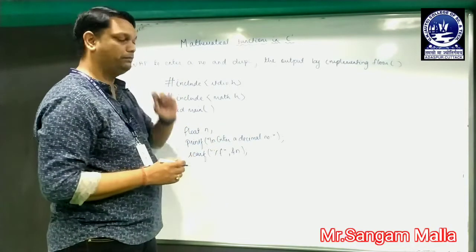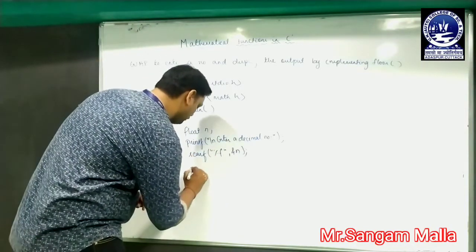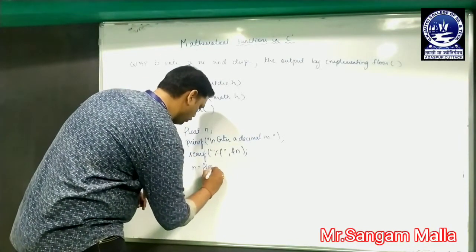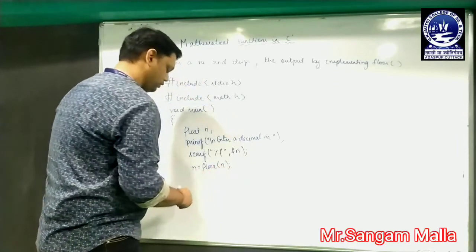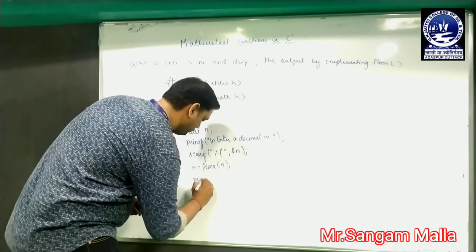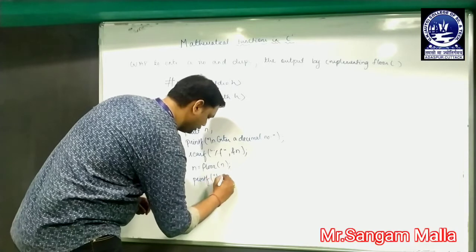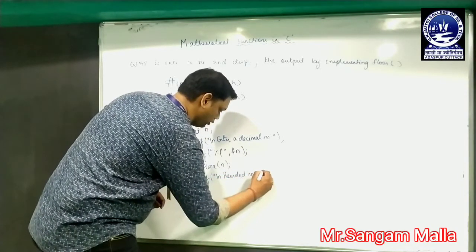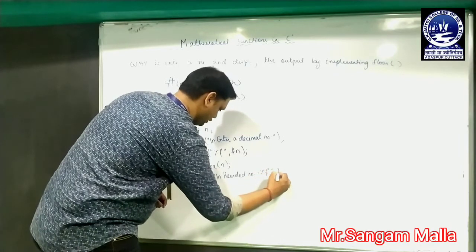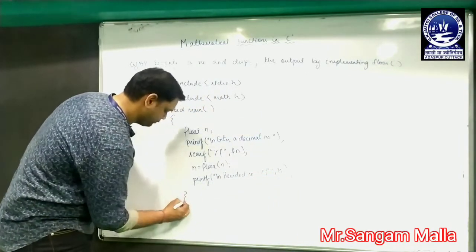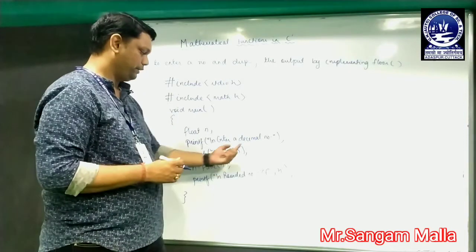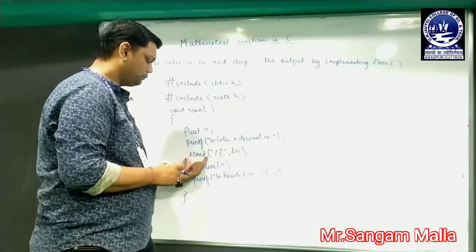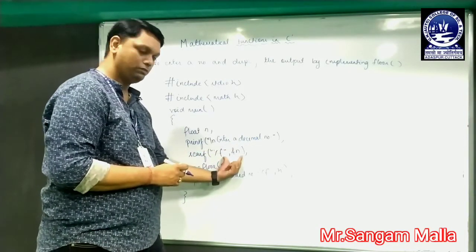Now we have to implement the floor function. Let's say I write n equal to floor of n. Now I will print the value. Let's say printf("\n rounded number equal to %f\n"). So this is the program of entering a number. We have entered the number using the scanf function in the variable n.